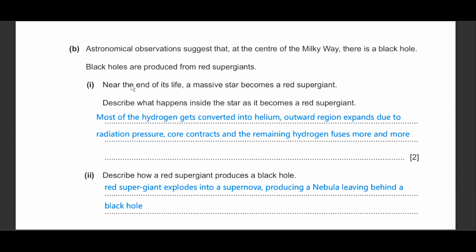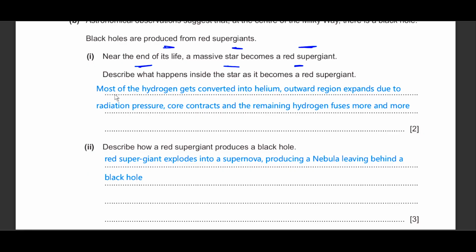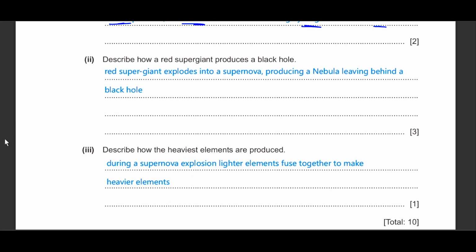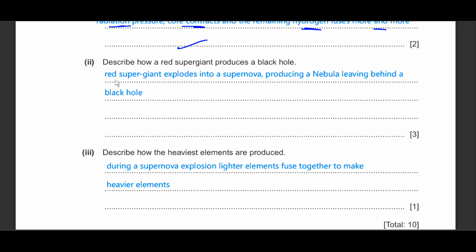Part B1. Near the end of its life, a massive star becomes a red supergiant. Describe what happens inside the star as it becomes a red supergiant. Most of the hydrogen at the center gets converted into helium. The outward region expands due to radiation pressure, and the core keeps contracting more and more so that the remaining hydrogen fuses to become more elements. Describe how a red giant produces a black hole. A red supergiant explodes into a supernova, producing a nebula, leaving behind a black hole.